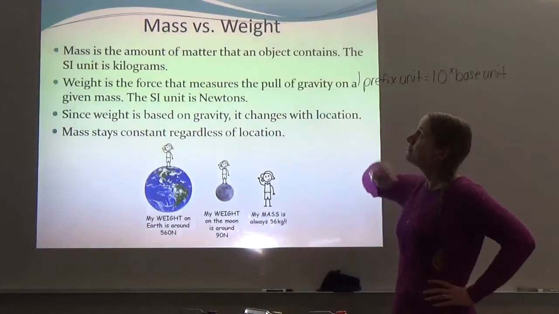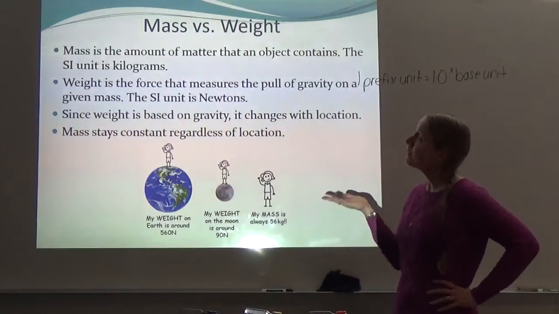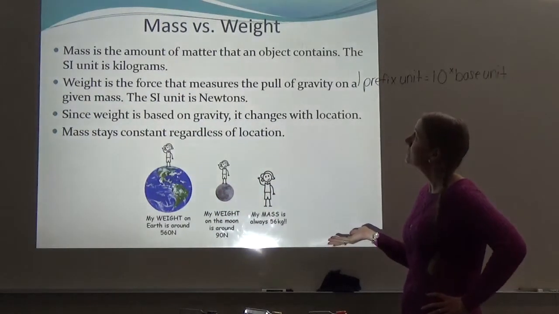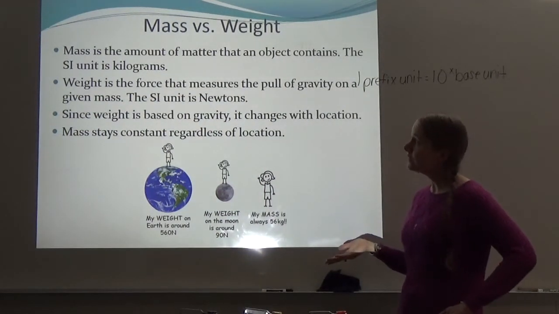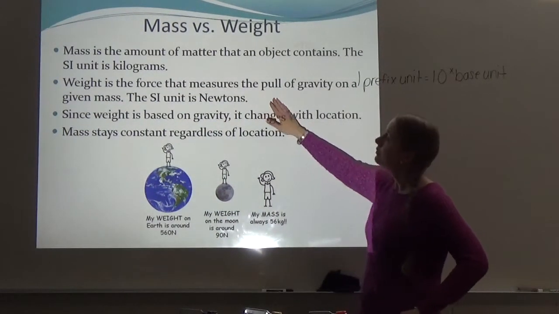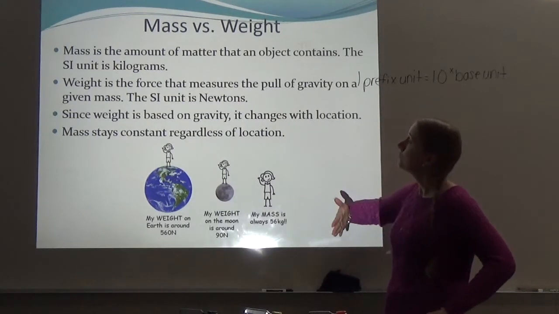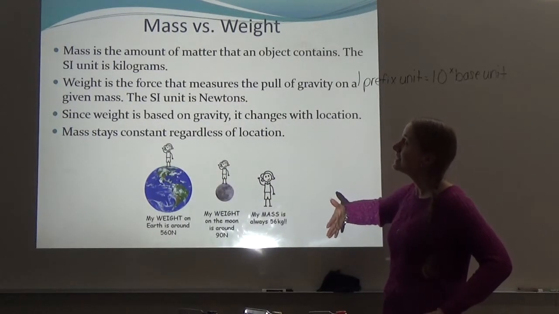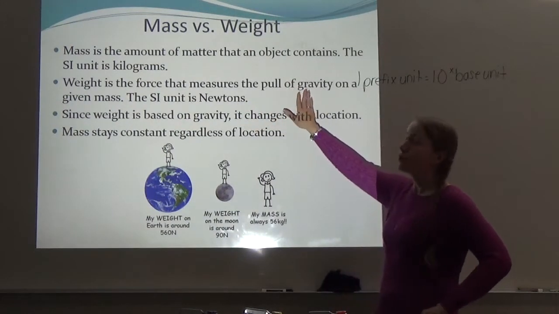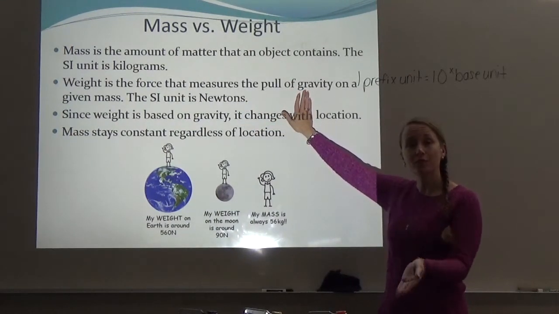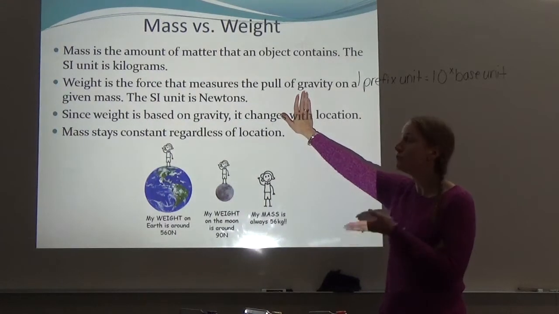All right, so mass versus weight. What's the difference? Mass is the amount of matter an object contains, and the SI unit is kilograms. Weight is the force that measures the pull of gravity on a given mass, and the SI unit is newtons. So weight is based on gravity. So if you went to a different planet with different gravity, your weight would change.